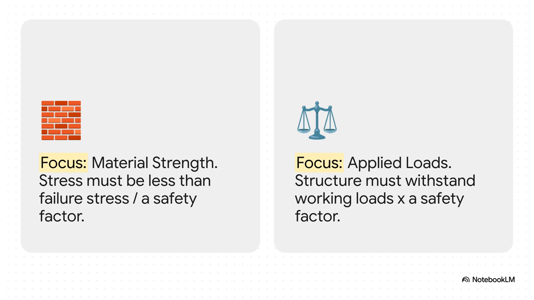But here's the catch. They both suffer from the same fundamental flaw. They use a single, kind of blunt factor of safety. They don't really distinguish between how certain we are about a material's strength versus how uncertain we are about, say, a freak snowstorm. And that's the exact problem the next big idea was designed to solve.